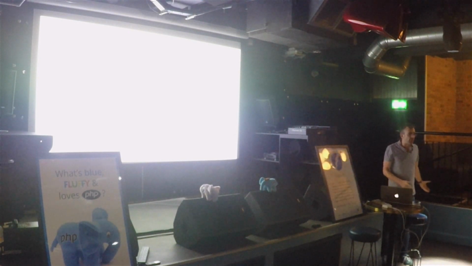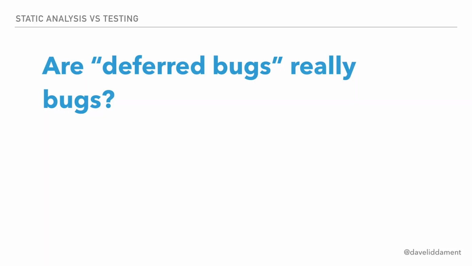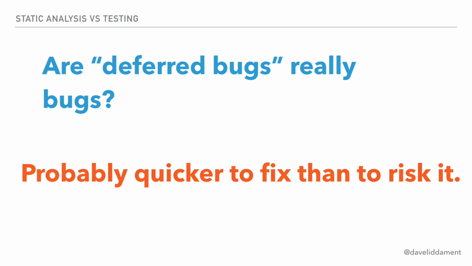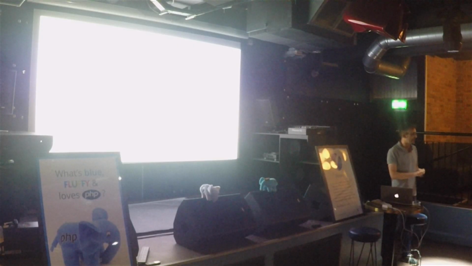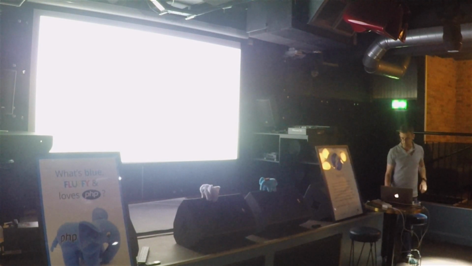And it took them half an hour. It took them half an hour to find out that it was an issue. So why don't you just spend that time fixing them anyway? So I kind of call these deferred bugs, and there might be a proper name for them. And I think generally these things, it's probably quicker to fix them than to risk it, especially if we're aiming at the high quality end of our code quality spectrum.